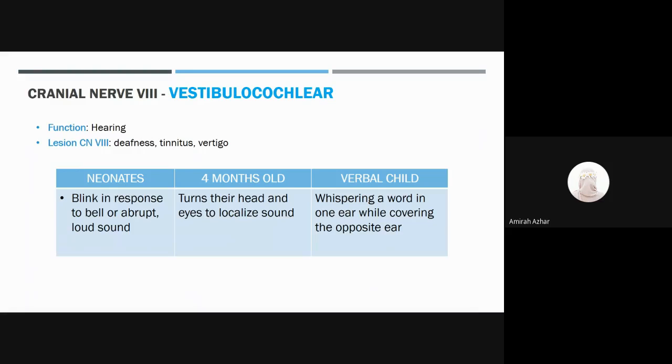Moving on to cranial nerve 8, which serves your function of hearing. If there is a lesion to this, it can cause deafness, tinnitus, and also vertigo. It differs by age group. For example, in neonates, the patient will blink in response to a loud sound. For 4 months old, they can hear sound by turning the head and eyes to localize where the sound is. For a verbal child, simply whisper to them and ask them what you are whispering.